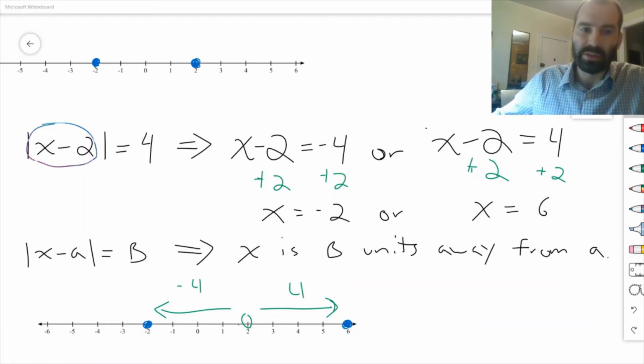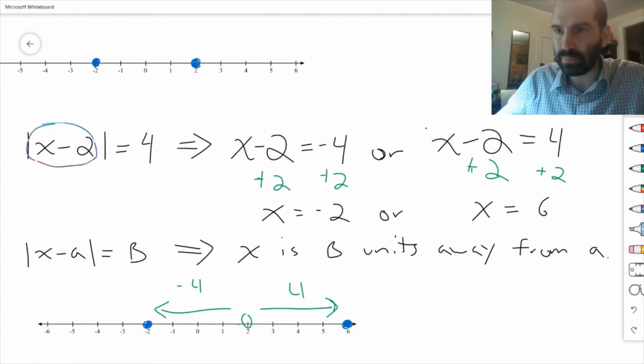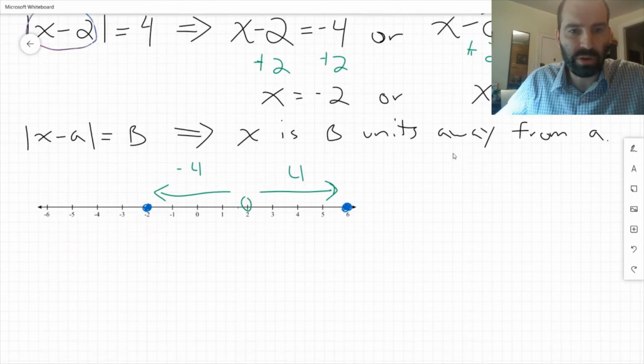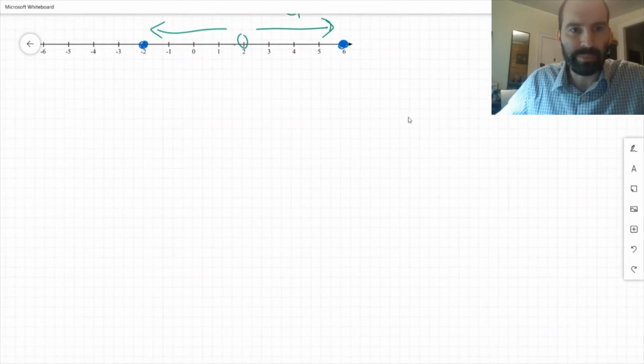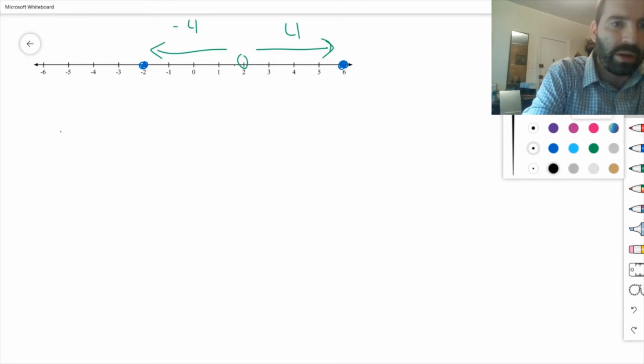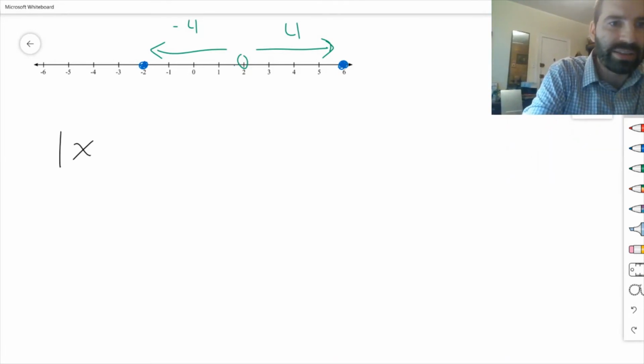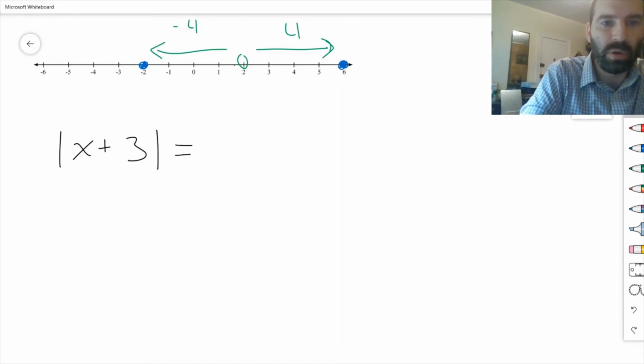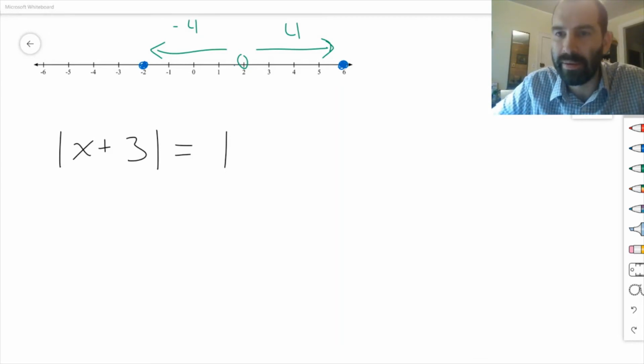Okay, so that's how we can interpret that. Let me do another one here, and instead of putting a minus, let's put a plus. X plus 3 is equal to 1. How about that? Now let's interpret it the same way we just did.